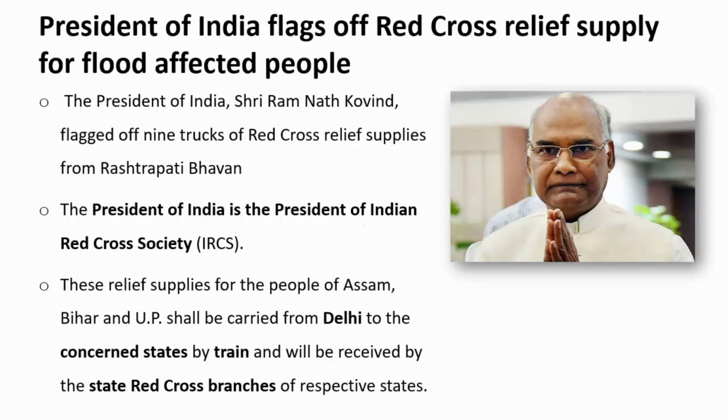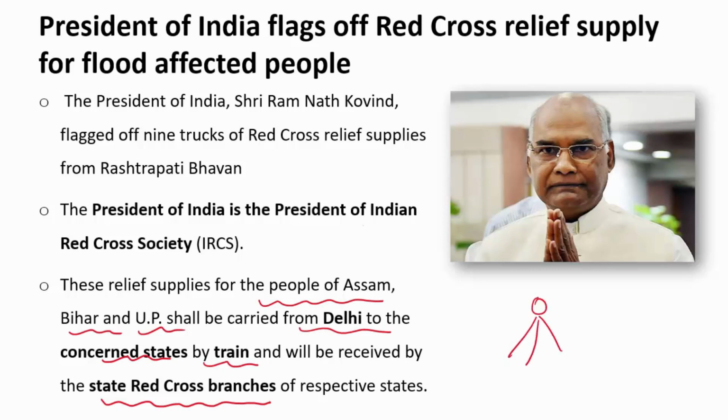Now, these relief supplies, like I said, are specially for the people of Assam, Bihar and Uttar Pradesh who have been affected by the flood. The relief supplies will be carried from Delhi to the concerned states via train and will be received by the state Red Cross branches. You must also know that every state, and every district that comes under that state, has a branch of the Red Cross Society of India, right?